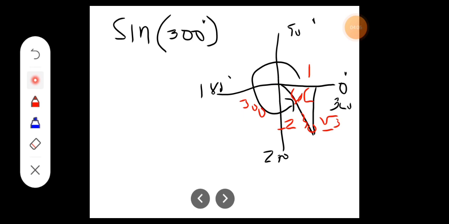So 300 is associated with 60 degrees. Let's use the fact that sine is opposite over hypotenuse. Therefore, sine of 300 degrees is going to be the negative square root of 3 divided by 2.